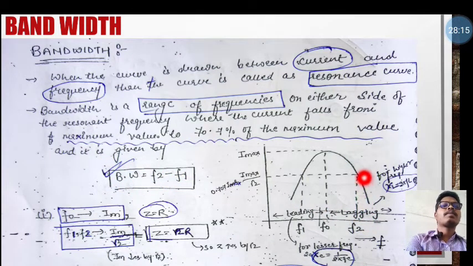See, this is the higher cutoff frequency, this is the lower cutoff frequency, and this is the resonance frequency. From the resonance frequency to the higher cutoff frequency, that is lagging in nature, and from the resonance frequency to the lower cutoff frequency, that is leading in nature. So from lagging nature to leading nature, if we take the difference, then we will get the bandwidth. So this is the bandwidth. And this is the maximum or peak current, and the medium point is the maximum divided by root 2, that is 70% of the maximum.